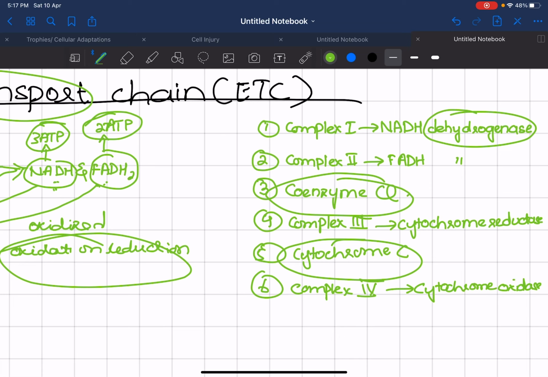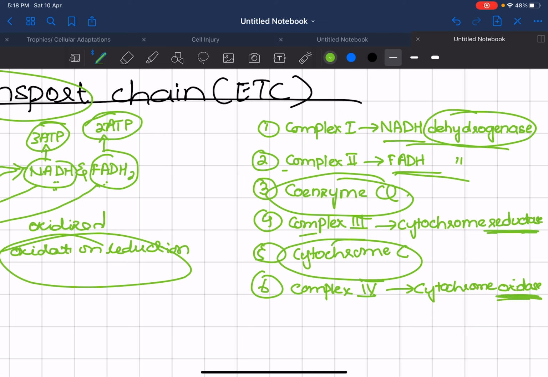One is NADH dehydrogenase, the other is FADH dehydrogenase. Your name is now clear, okay? Complex 1, NADH dehydrogenase. Complex 2, FADH dehydrogenase. Complex 3, cytochrome reductase. Complex 4, cytochrome oxidase.